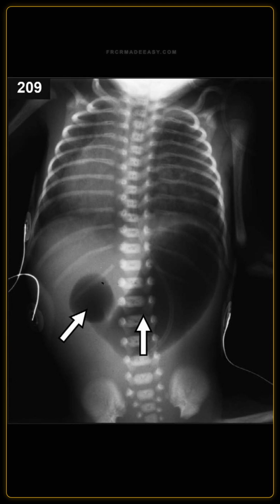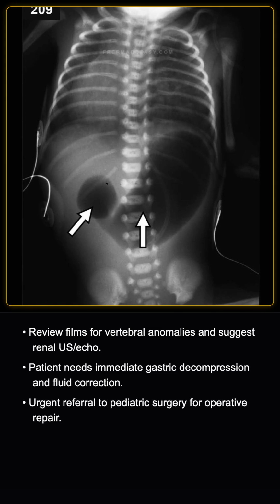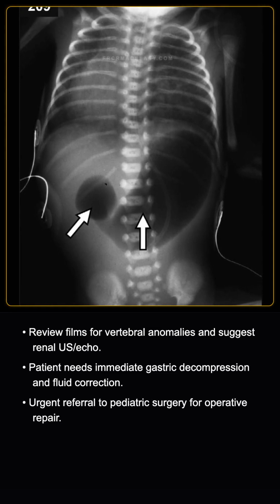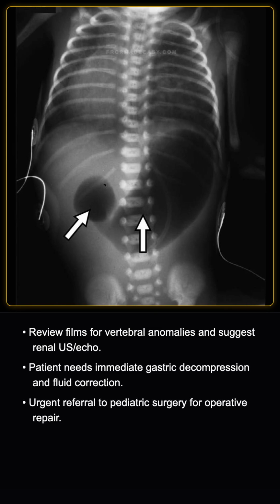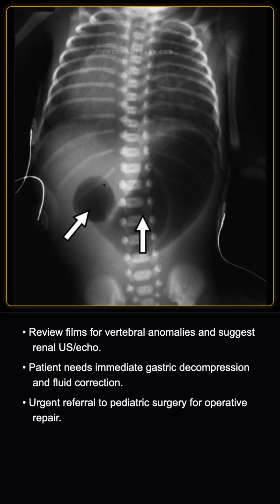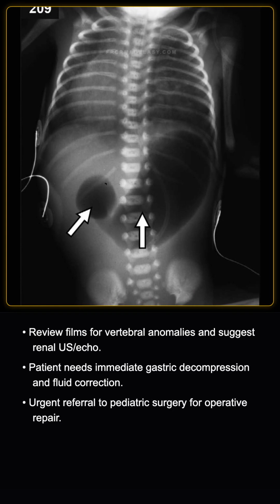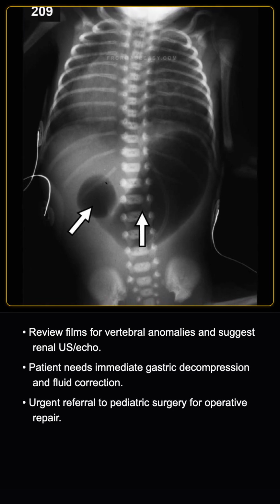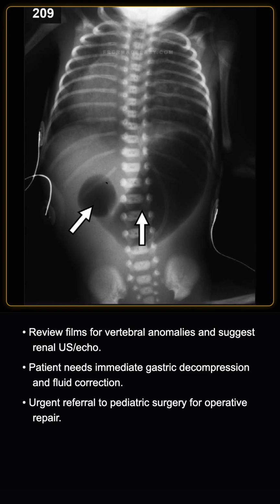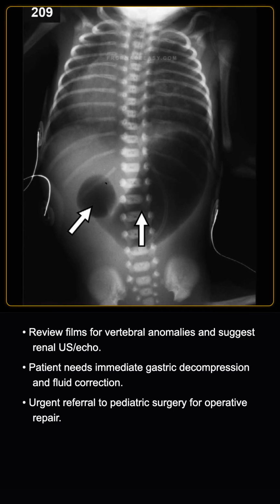How would you manage this patient as a radiologist? In that case, as a radiologist, I would carefully review the chest and spine films for any vertebral anomalies that could indicate VACTERL association. I would also suggest obtaining a formal echocardiogram and a renal ultrasound to screen for further hidden anomalies. Clinically, the patient requires immediate gastric decompression via a nasogastric tube and aggressive correction of fluid and electrolyte imbalances.